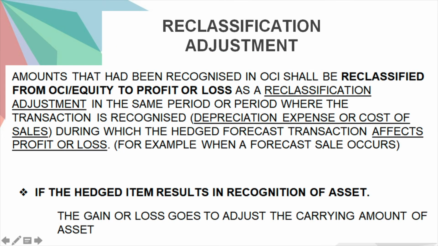So next, we should look at the reclassification adjustment. For reclassification adjustment, the amount that has been recognized in the OCI shall be reclassified from the OCI or equity to profit or loss as a reclassification adjustment in the same period or periods where the transaction is recognized, which is depreciation expense or cost of sales, during which the hedged forecast transaction affects profit or loss. For example, when a forecast sale occurs. If the hedged item results in recognition of assets, the gain or loss goes to adjust the carrying amount of the assets.